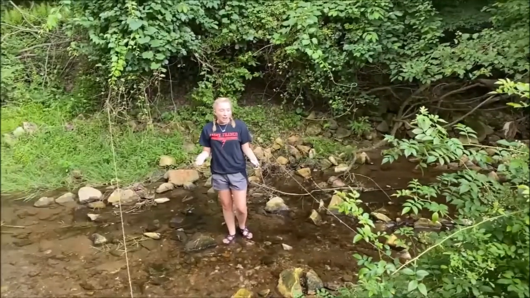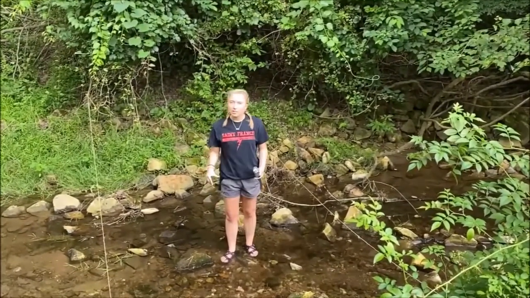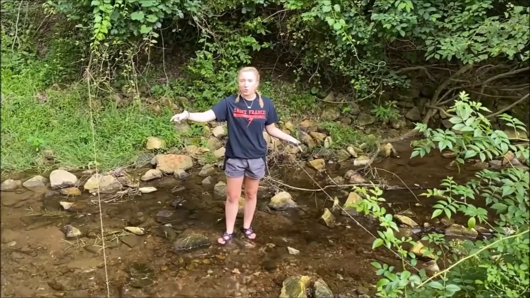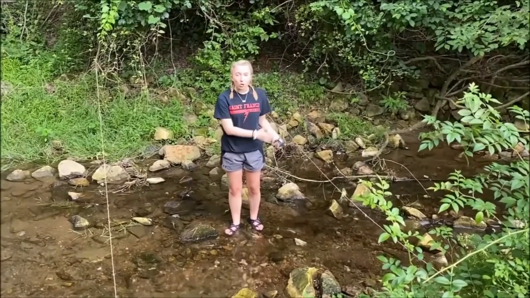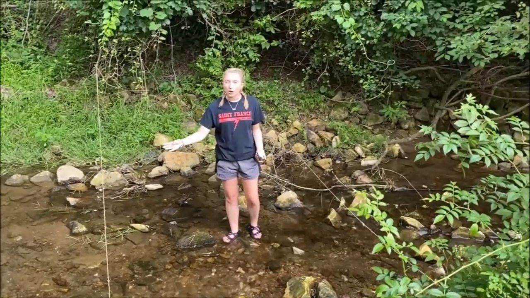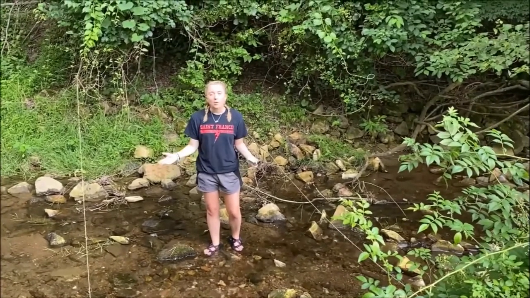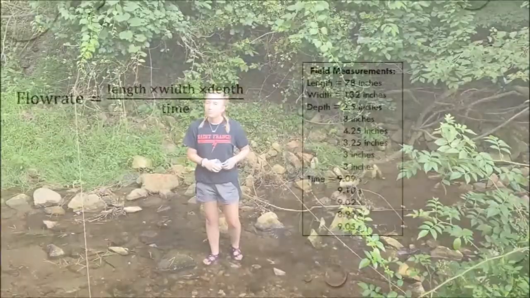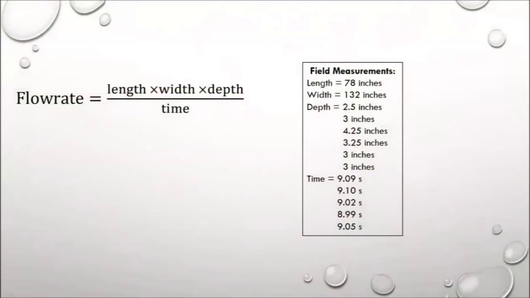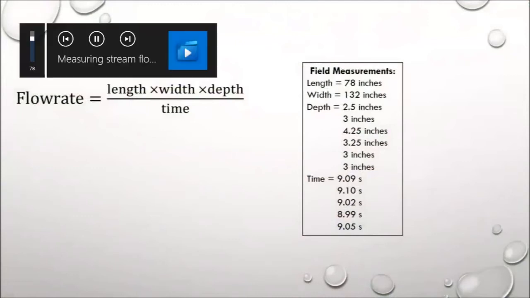So now that we have our depth measurements, we have our two measurements for our area, and we have all of those time measurements for our object to float through. I'm going to show you how you can calculate flow. On the right side of the screen, you can see a list of our field measurements.